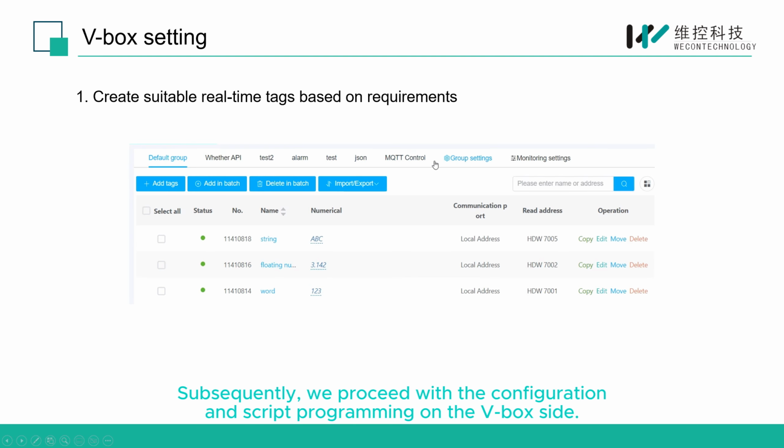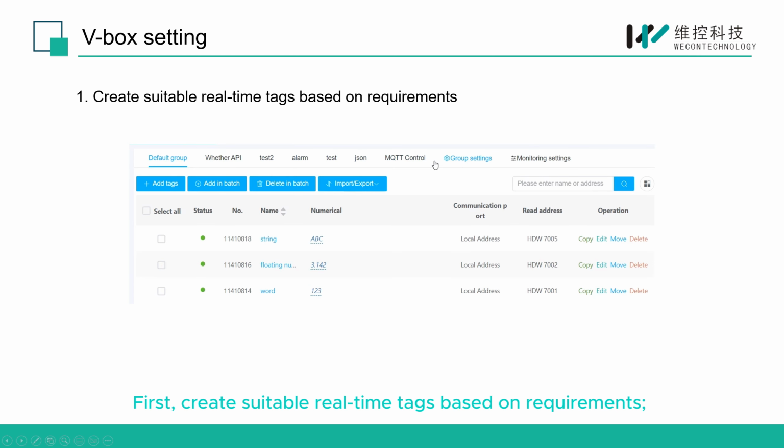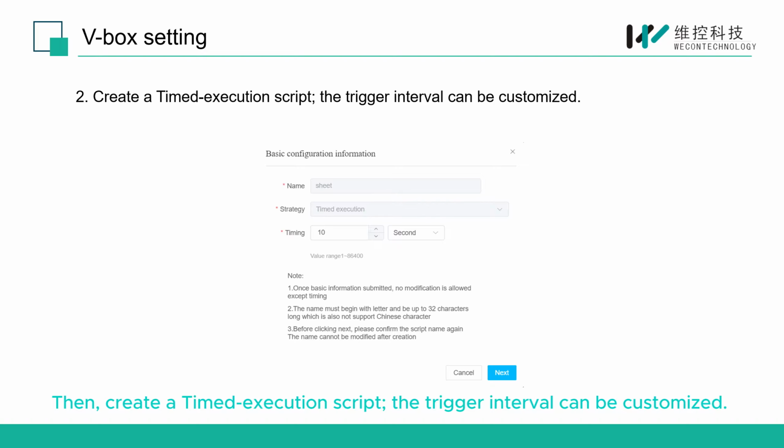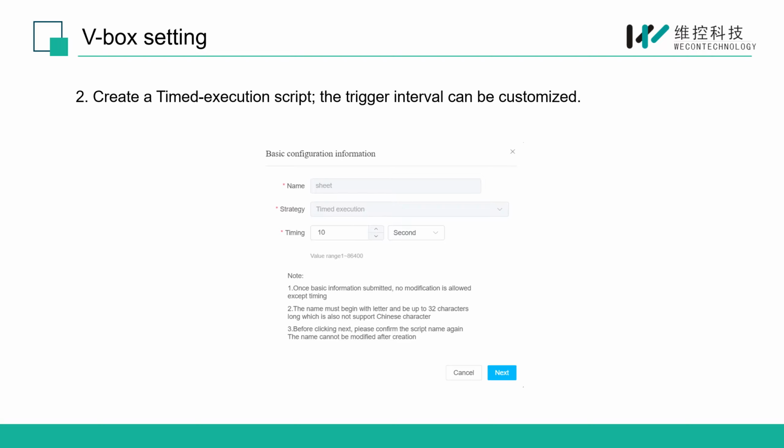Subsequently, we proceed with the configuration and script programming on the VBox side. First, create suitable real-time tags based on requirements. This data will be correspondingly sent to the Google Sheet. Then, create a timed execution script. The trigger interval can be customized.